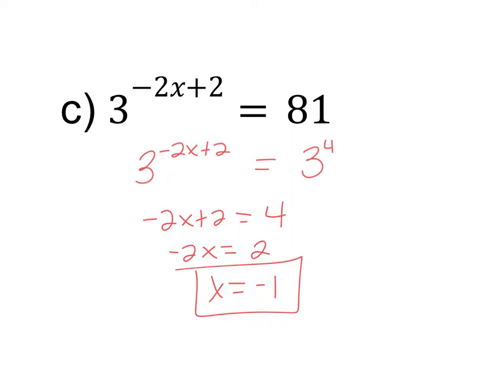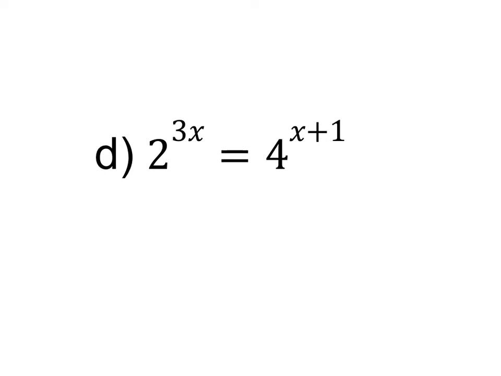Last one, if you want to pause the video, try this one on your own. Okay, so we've got 2 to the 3x equals 4 to the 2x, or 4 to the x plus 1. So this is still going to be the same. I'm going to have to rewrite this as 2 to the second power would give me 4. But usually I would do 2 times x, but now since it's a binomial, you're going to need to distribute. So it'll be 2 times x plus 1.